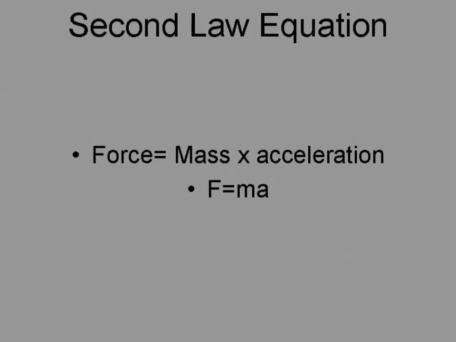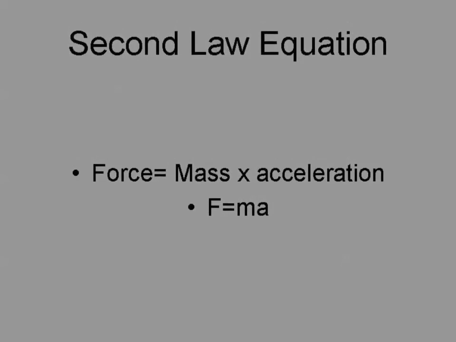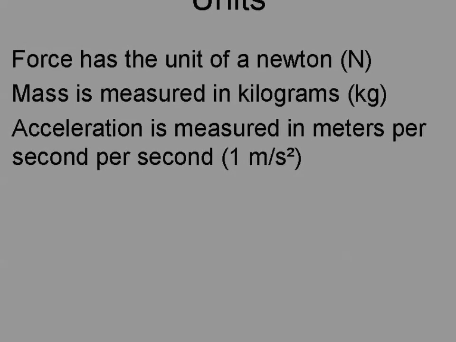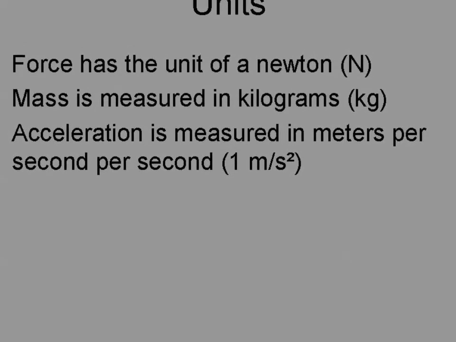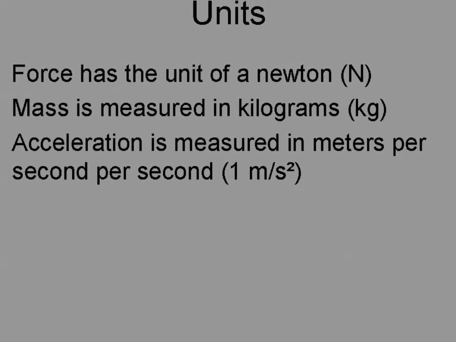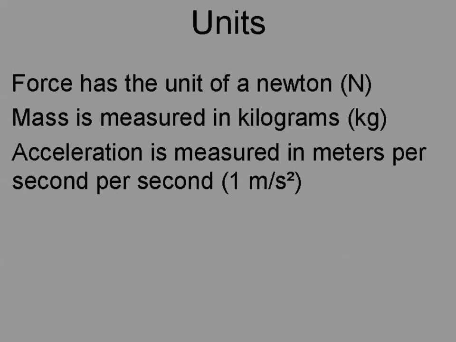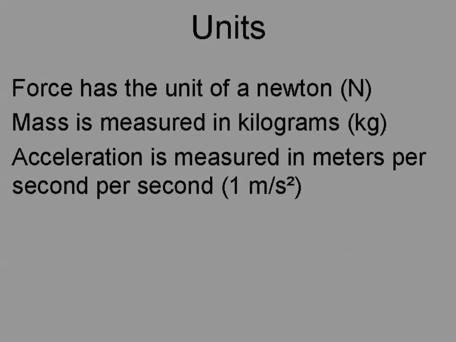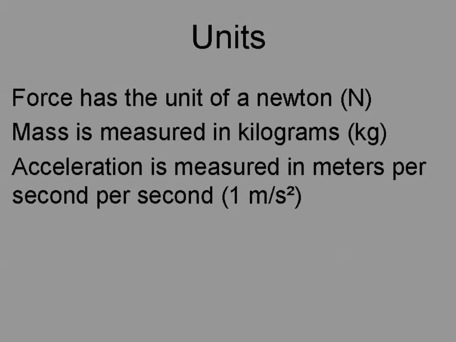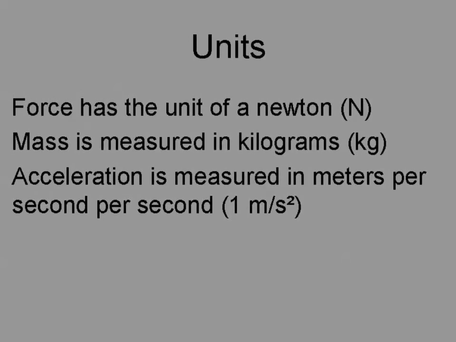Force is abbreviated with an F, mass is abbreviated with an M, and acceleration is abbreviated with an A. Force has the unit of a Newton, and a Newton is abbreviated with an N. Mass is measured in kilograms, and it has an abbreviation of kg. And acceleration, as you should know, is measured in meters per second squared.